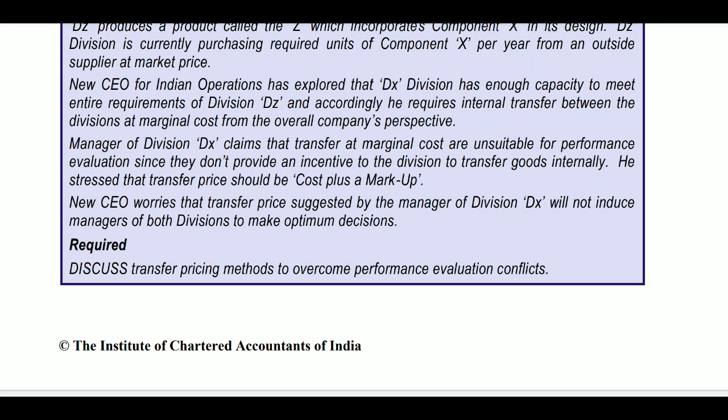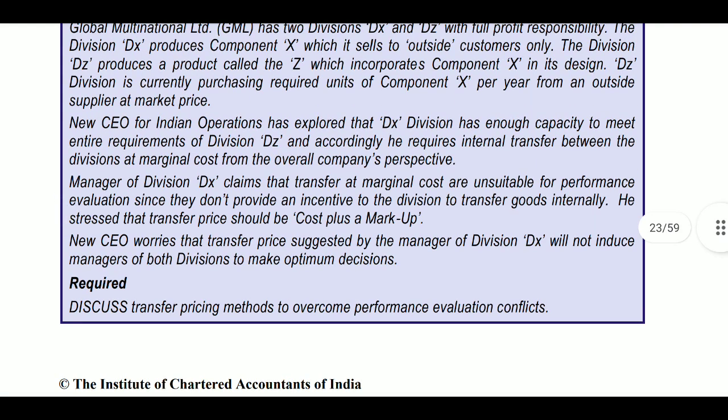They provided that there are two divisions, DX and DZ, and they are full profit responsibility centers. DX produces component X and sells it to outside customers only, and division DZ produces product Z, which incorporates component X. DZ is currently purchasing the required units of component X per year from an outside supplier at market price. So DX and DZ are both considered for internal transfer here. The marginal cost for the overall company perspective is identified by the CEO, and the manager of division DX claims that marginal costs are unsuitable for performance evaluation.